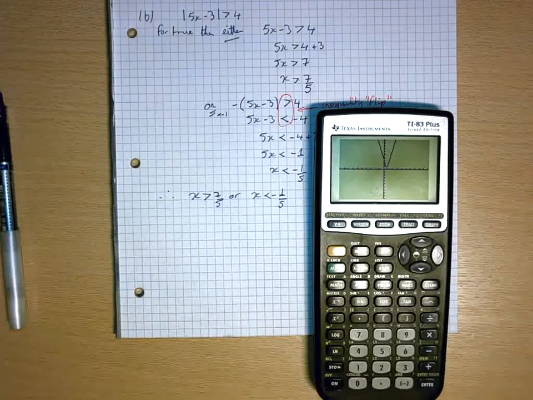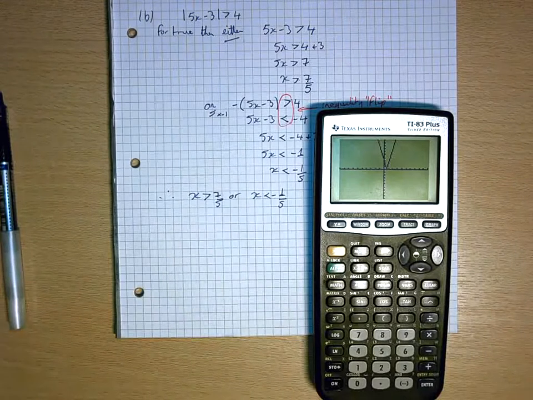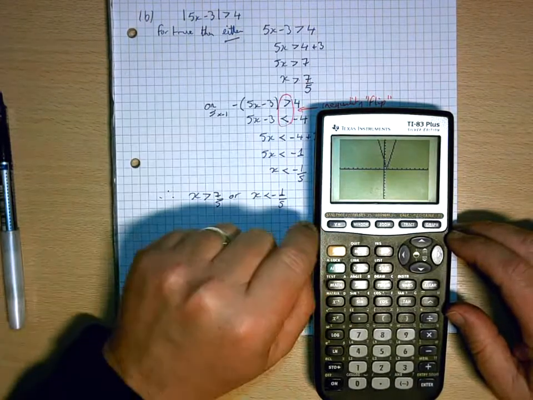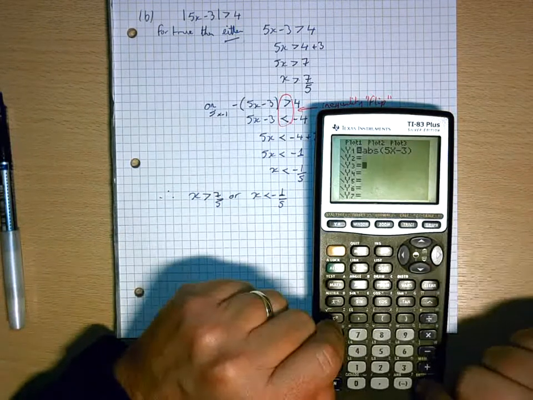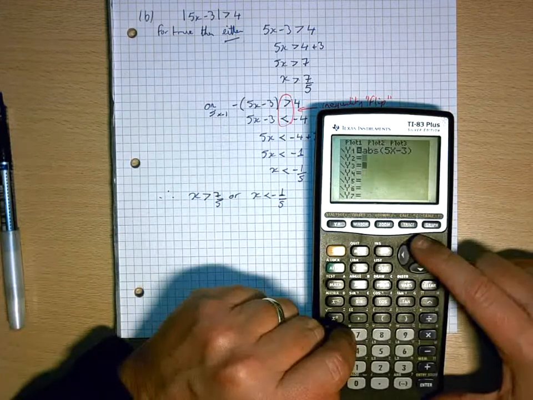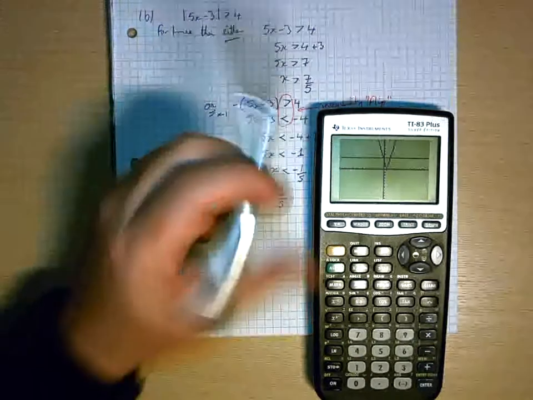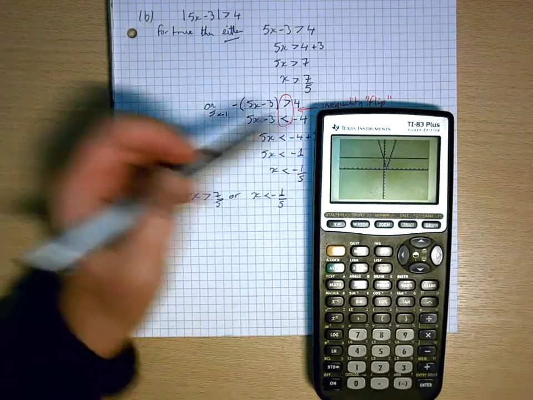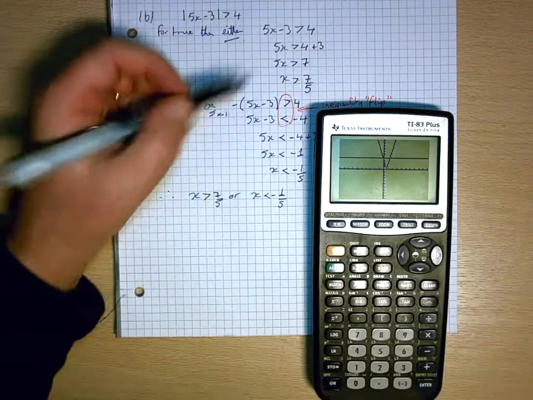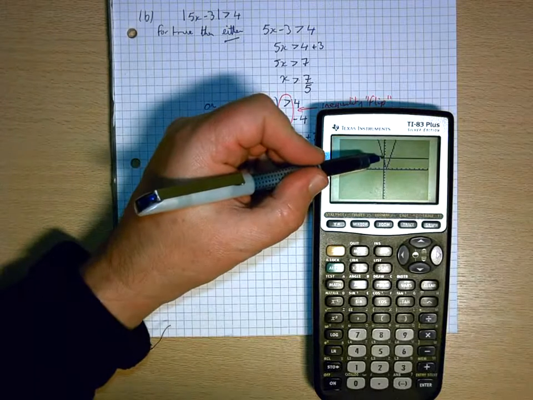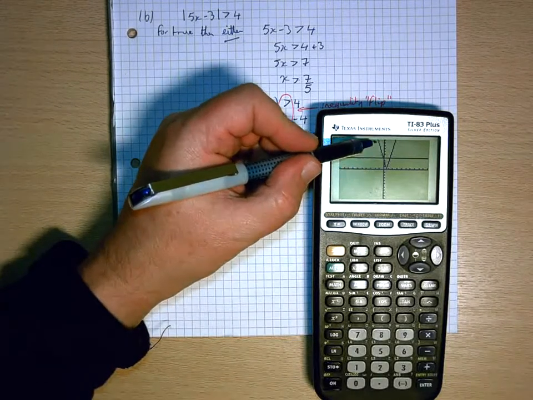And you can see that that looks like that. And then if I plot the line y equals 4 as well, you can see where the intersections are. Now what this is saying is that I want the regions where it's greater than 4. So it's from there beyond.